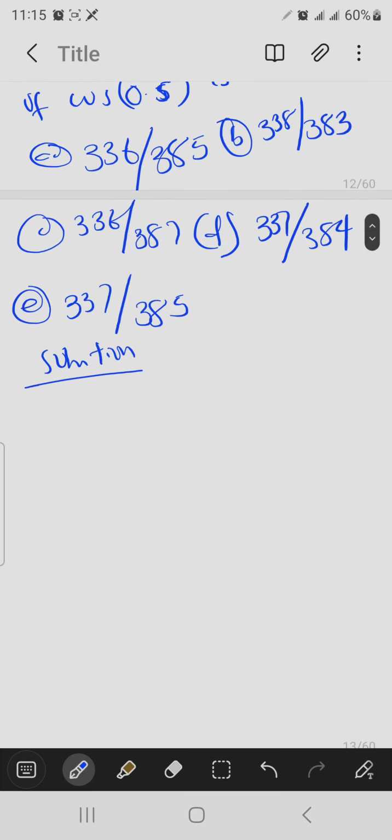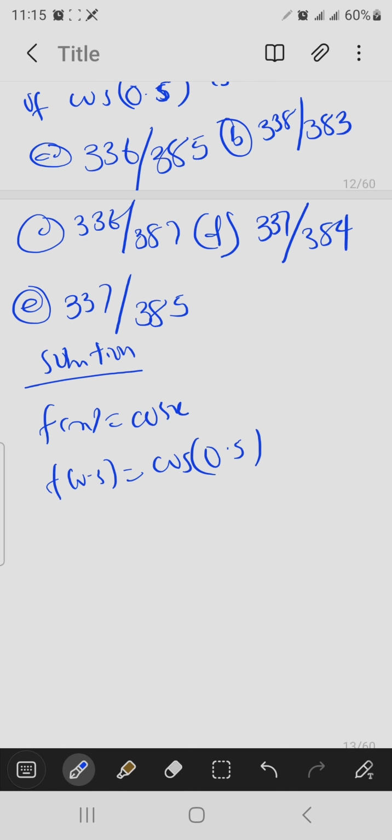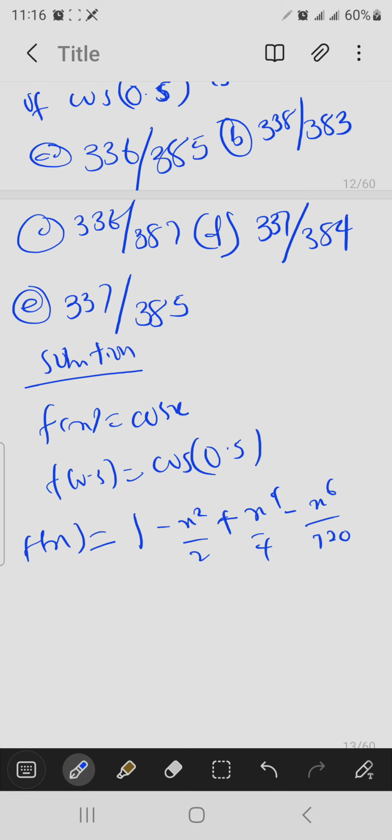The first thing you are going to find is this. Originally it's supposed to be f of x equal to what? Cos x. So I will now have f of 0.5 will now be equal to what? Cos 0.5. That's what it means. The Maclaurin series for f of x is what you are going to write. It's going to be 1 minus x squared over 2 plus x to the 4 over 24 minus x to the 6 over 720. That's what they are going to write there.